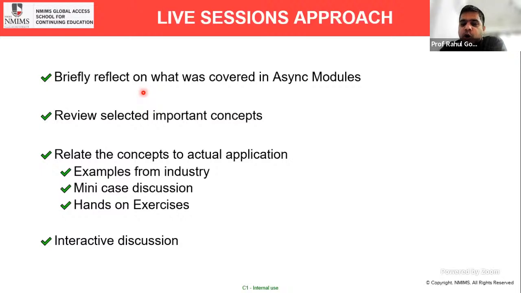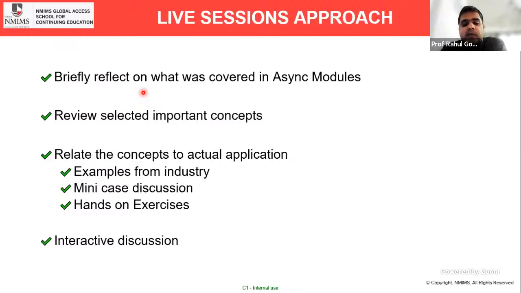So you know that the core content of the program that you are doing is your async content, because it runs into multiple hours. And what we are doing in live sessions, which are 2.5 hours, is to reflect on what is being covered in async. We will pick some important concepts, not every concept discussed there, and build further on them. When I say building further, I mean that we will try to relate them with some examples from the industry. Some of these examples would be from my own experience of the last 11, 12 years. From the four organizations that I briefly mentioned earlier, I would be bringing certain mini cases wherein we can link these key concepts to those mini cases.